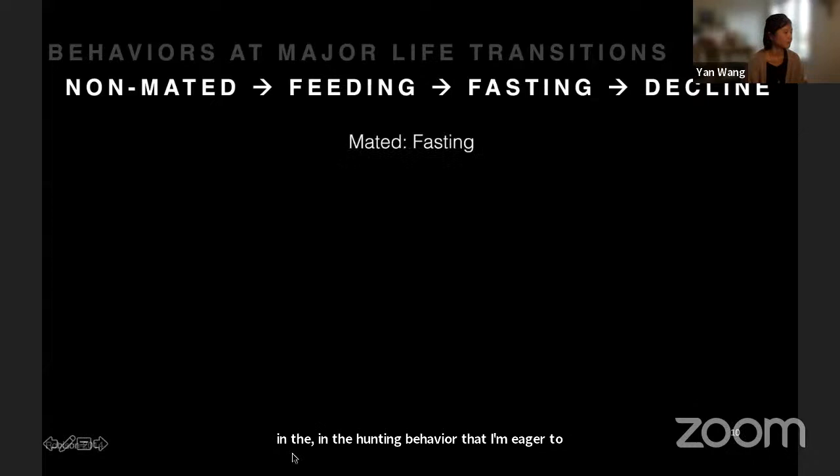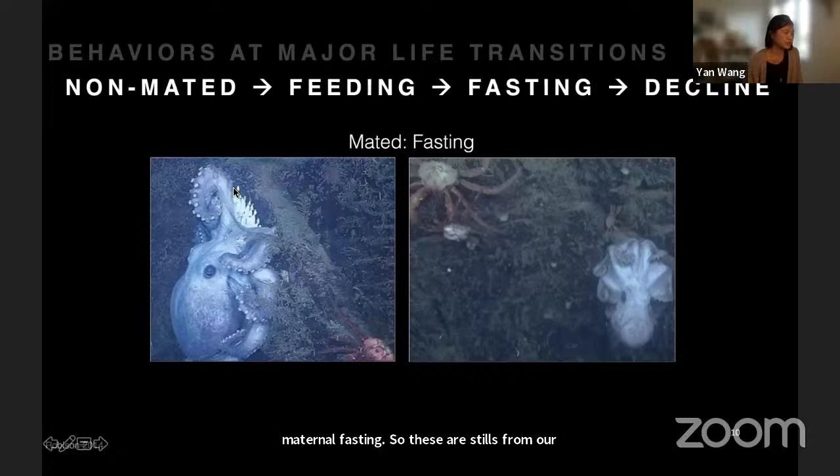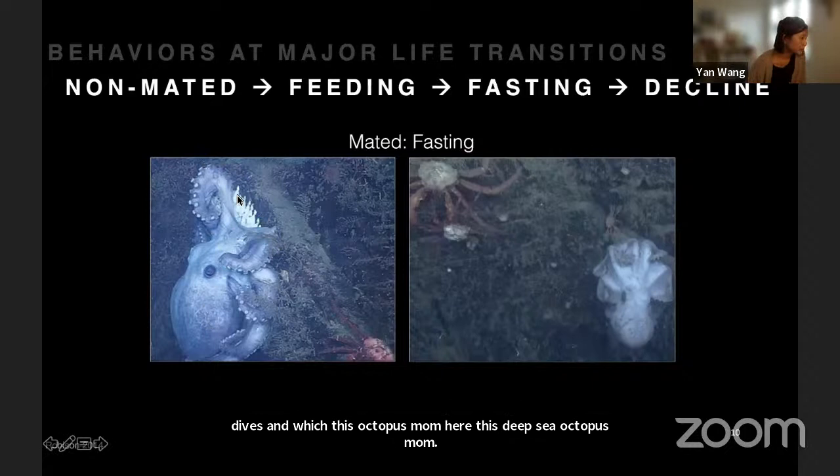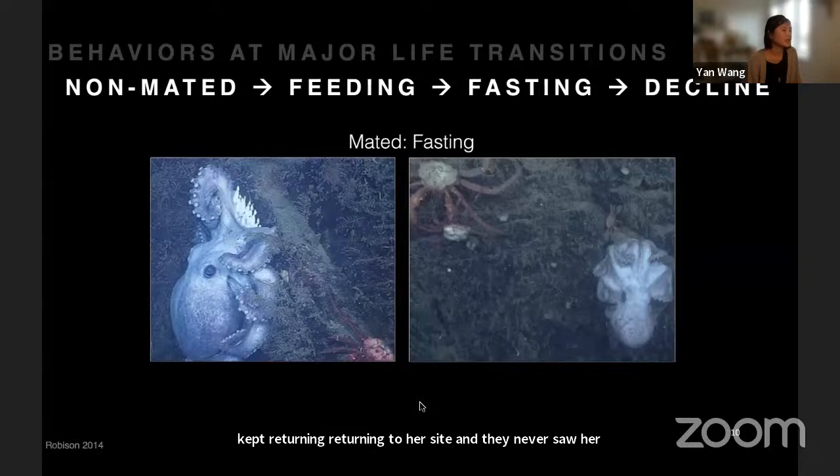The next phase of maternal care, or maternity, is called fasting. And at this point, the octopuses stop eating and then they never eat again. I'm not gonna show you a video because it's kind of boring to watch an octopus not eat something, but I wanna show you an extreme example of this maternal fasting. So these are stills from ROV deep sea dives in which this deep sea octopus mom, these white grape-like structures are her eggs right here, was observed to fast for 53 months. So scientists kept returning to her site and they never saw her eat, even though there's a big crab here, there's smaller crabs all around her.